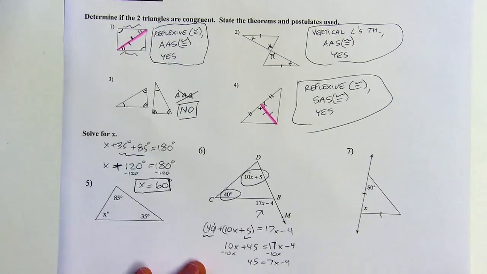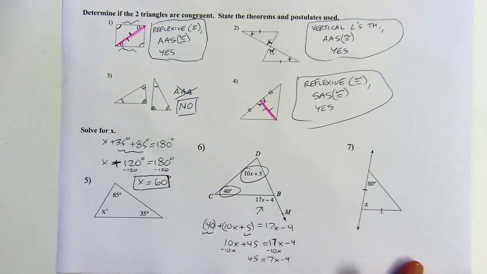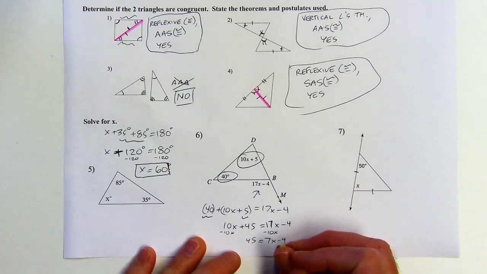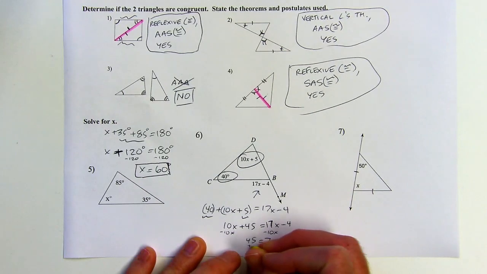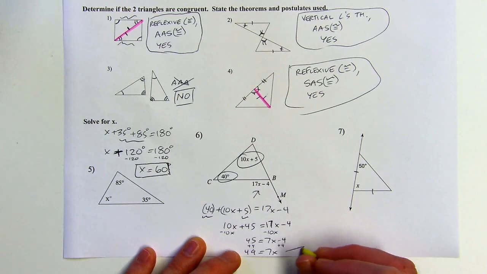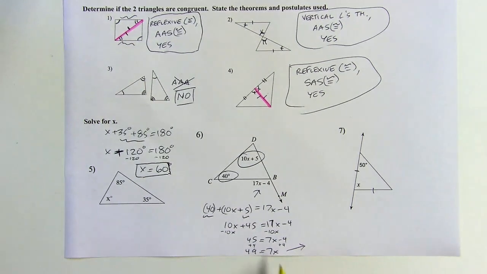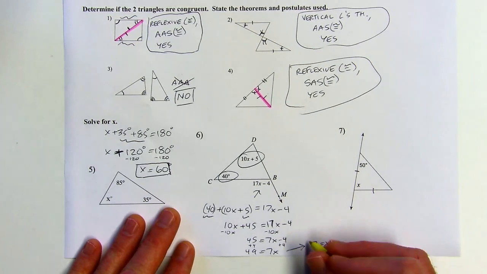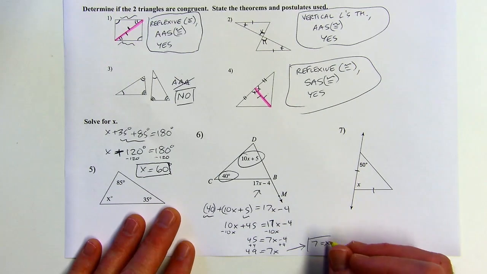Oops, I'm getting off screen a little bit there. Let me zoom out a little. Okay, then I'm going to add 4 to both sides. So 49 is going to equal 7x. Oops, and I ran out of space, but the last step would be to divide both sides by 7, and then x would equal 7. 49 divided by 7 is 7. So that's what x equals.